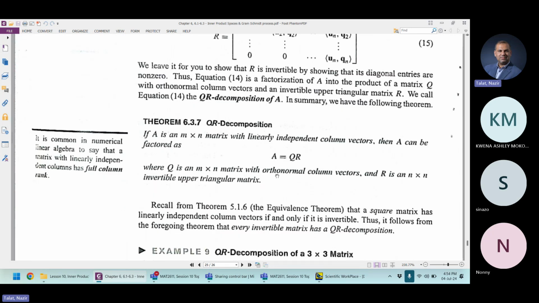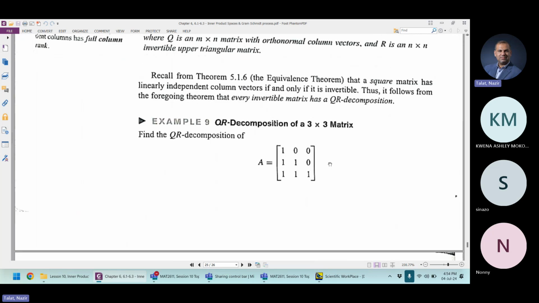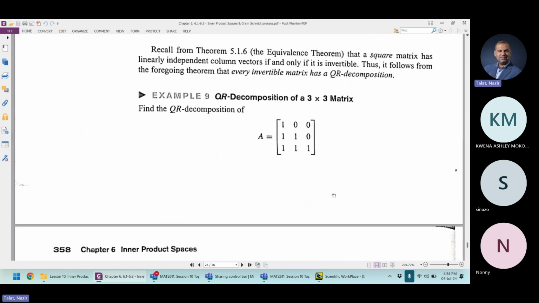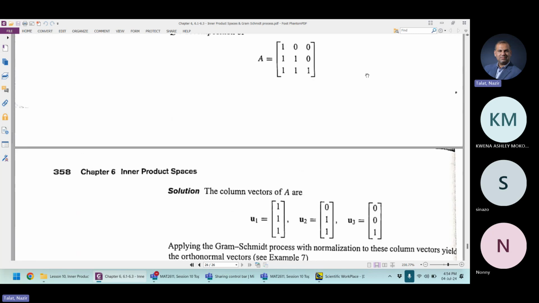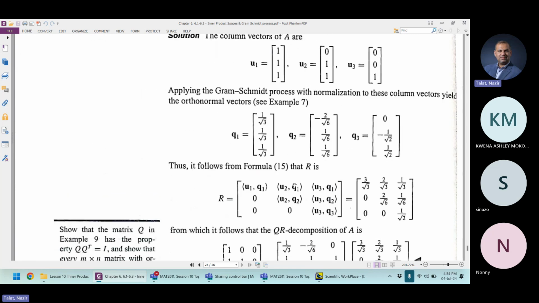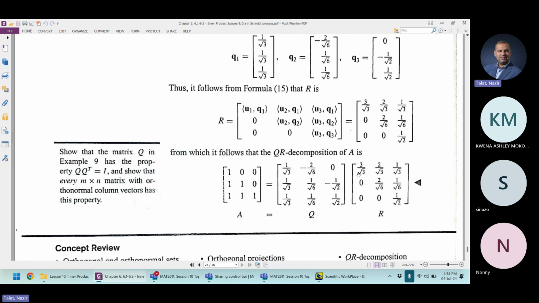If A is any m cross n matrix with linearly independent columns, then we can write A is equal to QR. And here you have noticed that if there is an example, A is a matrix. If you apply the Gram-Schmidt process, we can find Q1, Q2, Q3 from U1, U2, and U3, where U1, U2, U3 are columns. And then we can also find R by the given formula, which will give us an upper triangular matrix. And note that if we multiply Q with R, the answer will be equal to A.